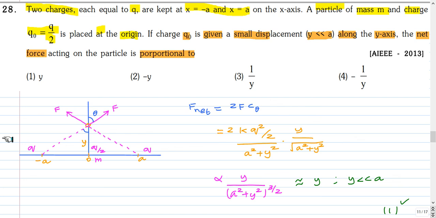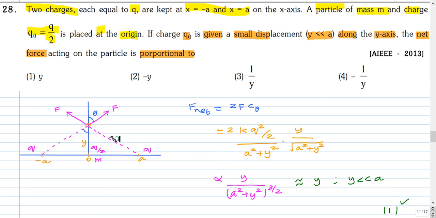So the charge q by 2 is here, and there will be a repulsive force because of this q in this direction, and because of this q in this direction, and both the forces will be equal and make the same angle theta. So the horizontal components, one to the right and one to the left, will cancel. So the net force will be in the vertical direction, 2F cos theta, along the positive y-axis. And F is given by Coulomb's law, K into the product of the charges divided by the distance.